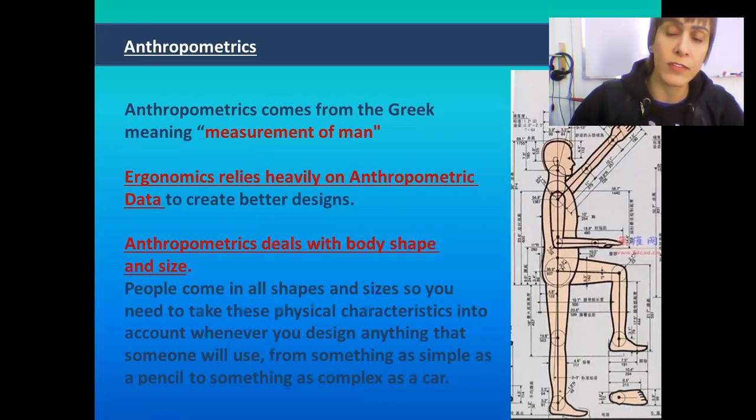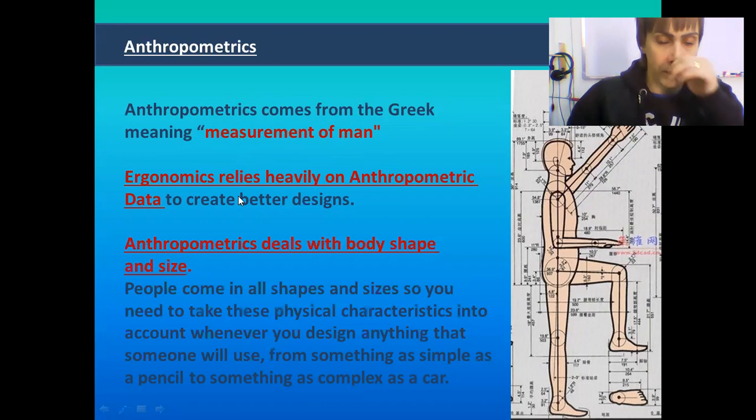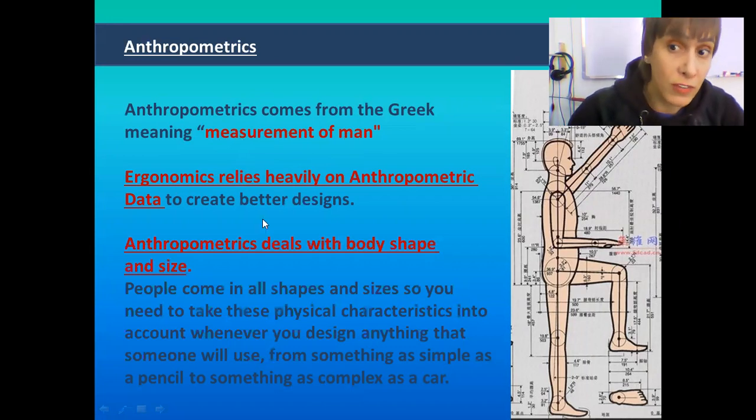Now, anthropometrics originates from the Greek language, which means measurement of man, okay? Now, ergonomics cannot exist without anthropometric data. You cannot design something that is ergonomically sound without having taken into consideration anthropometric data, which is the measurement of the human body, of every detail of the human body.